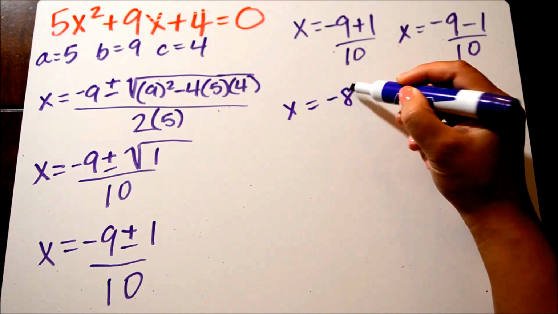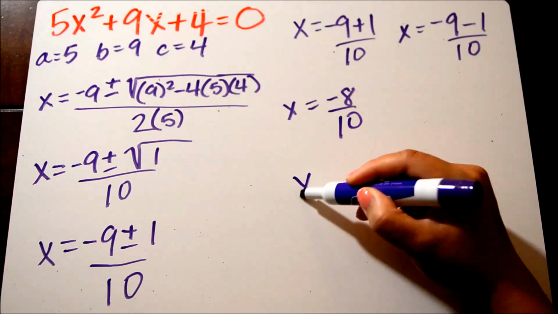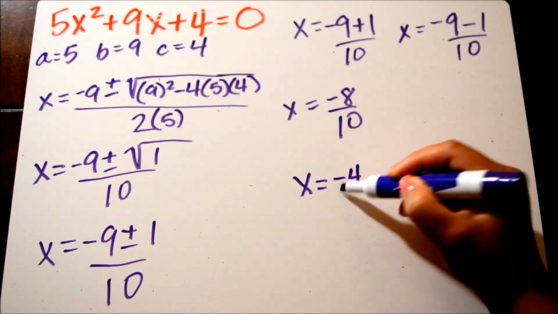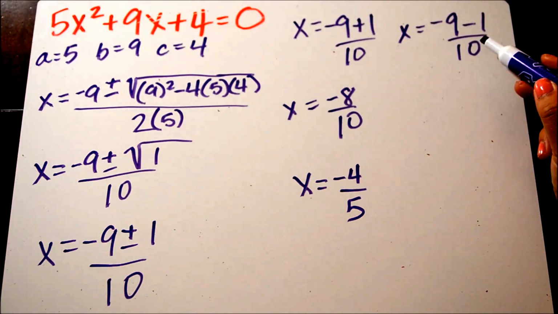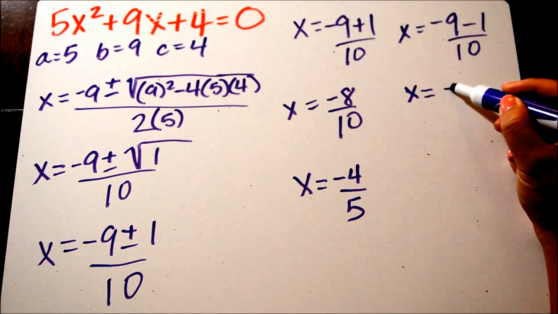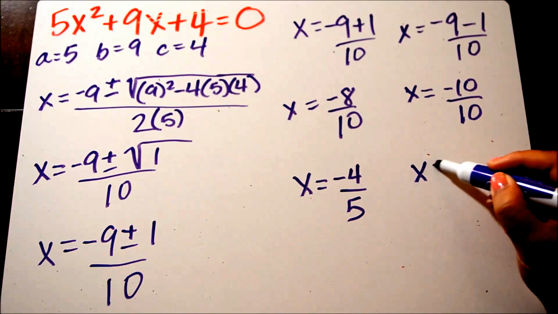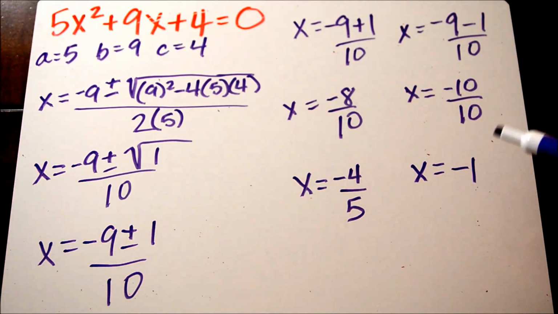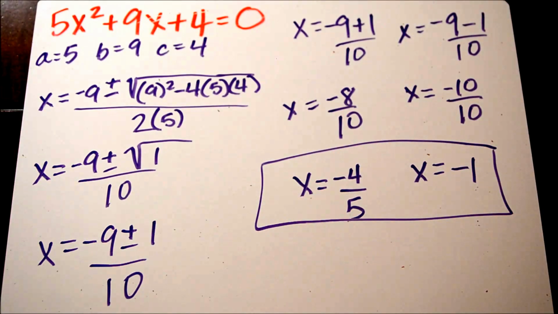-9 plus 1 is -8. And -8 over 10 can be simplified to -4 over 5. Over here we have x equals -9 minus 1, which is -10, and -10 over 10 can be simplified to x equals -1. And those are our two solutions for this quadratic equation, which means this is where the parabola would cross if we were to graph it on the x-axis.